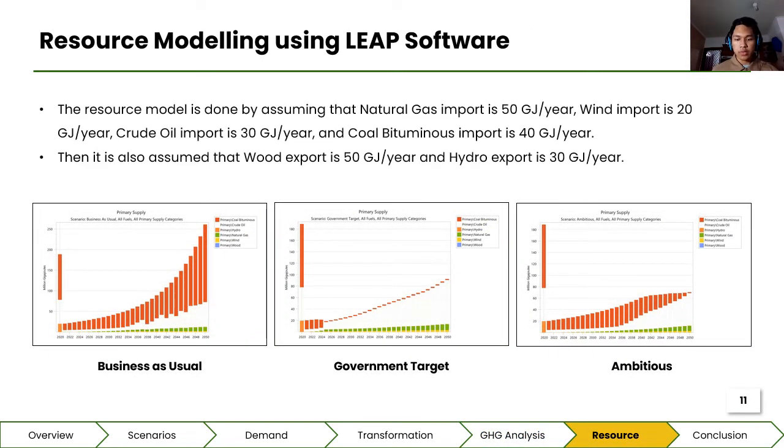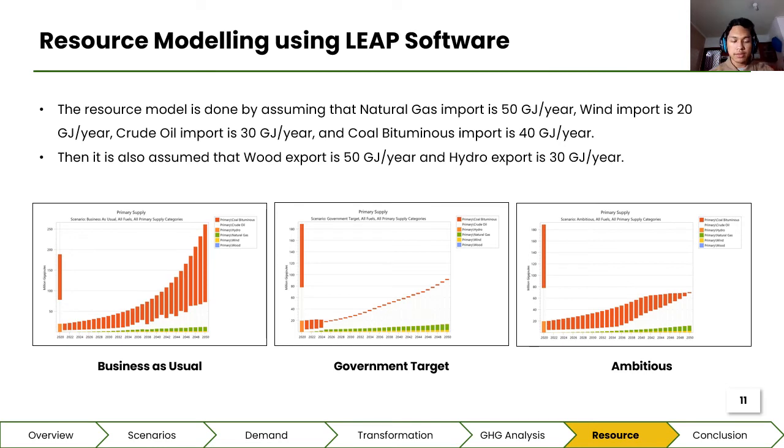In this section, I will explain the resource modeling using LEAP software. The resource modeling that has been done uses the assumption that natural gas import is 50 gigajoule per year, wind import is 20 gigajoule per year, crude oil import is 30 gigajoule per year, and coal bituminous import is 40 gigajoule per year. And we also use assumptions for the export activity, which include wood export at 50 gigajoule per year, and hydro export at 30 gigajoule per year.